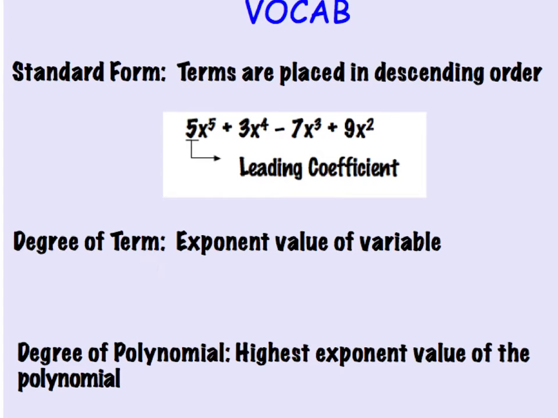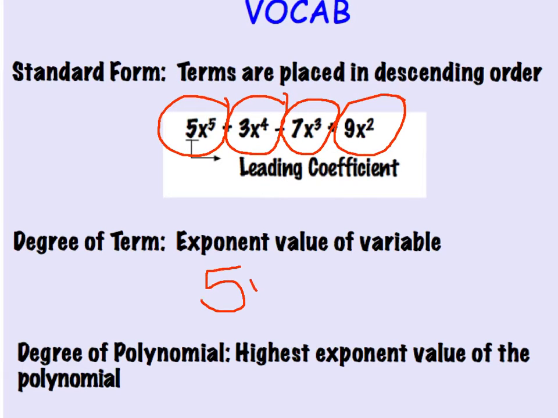The degree of the term is the exponent of the variable. So the degree of this term right here is 5 because that's what the exponent is. The degree of this term is 4, the degree of this term is 3, and the degree of that term is 2. If you have a term that looks like 5x squared y to the 5th, you would add the two exponent values up. So your degree would be 7 because you would add the 2 and the 5 to get 7.